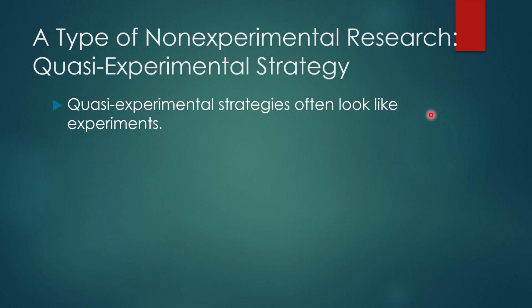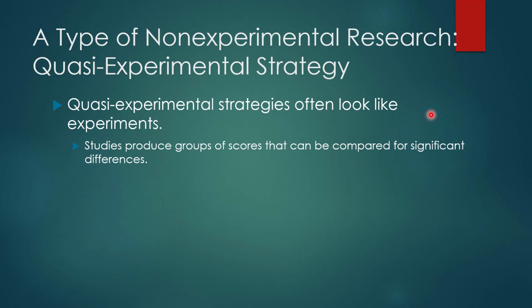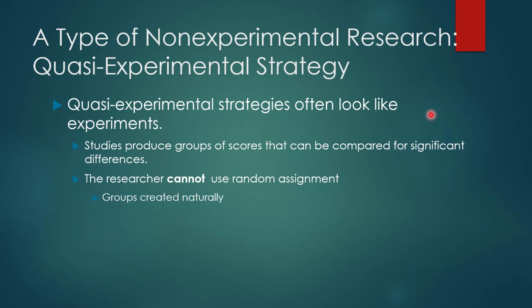So we've already mentioned this a little bit. We introduced this term quasi-experimental before, and so just remember that quasi means kind of, sort of, almost, but not quite experimental in nature. So they really do often look a lot like true experiments. What you're going to see in quasi-experimental strategies are studies that produce scores that can be compared for significant differences. The researcher can't use random assignment, so you see these two groups, and scores are compared between those two groups, but random assignment wasn't used. It just can't be used, and so the groups have been created naturally in some way.